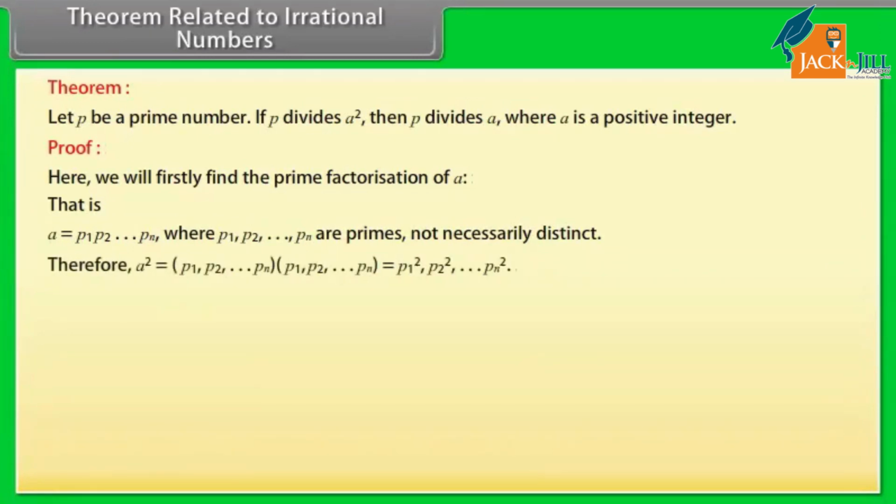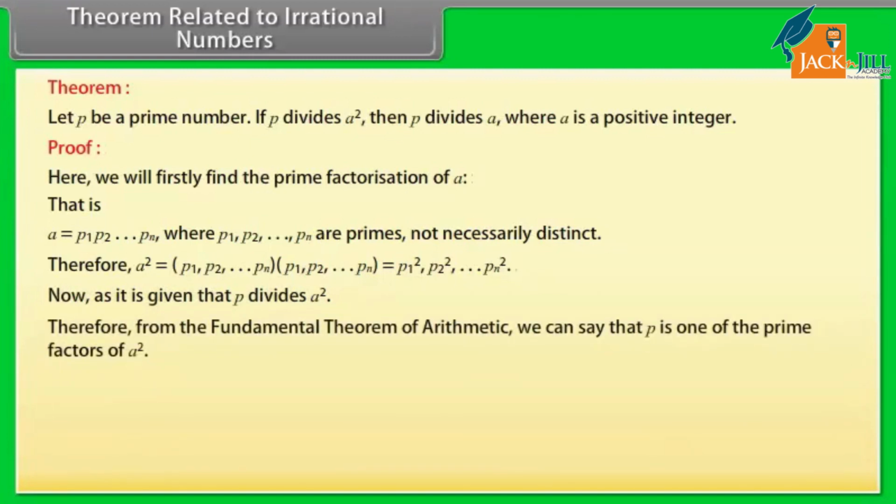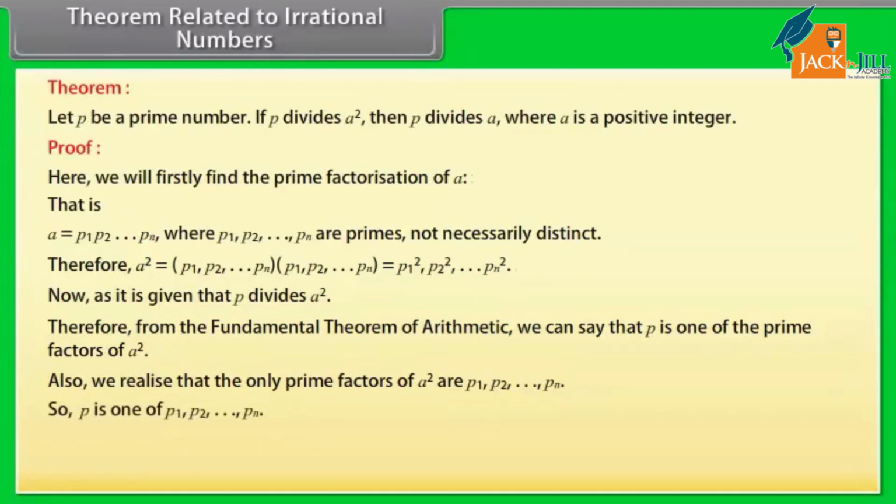Therefore, a square is equal to p1, p2, and so on till pn, times p1, p2, and so on till pn, which is equal to p1 square, p2 square, and so on till pn square. Now, as it is given that p divides a square, from the fundamental theorem of arithmetic, we can say that p is one of the prime factors of a square. Also, the only prime factors of a square are p1, p2, and so on, pn. So p is one of the p1, p2, and so on till pn. Now, since a is equal to p1, p2, and so on till pn, we can say that p divides a.